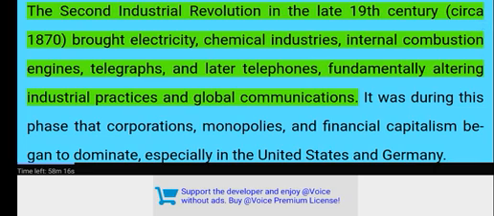The Second Industrial Revolution in the late 19th century, circa 1870, brought electricity, chemical industries, internal combustion engines, telegraphs, and later telephones, fundamentally altering industrial practices and global communications.